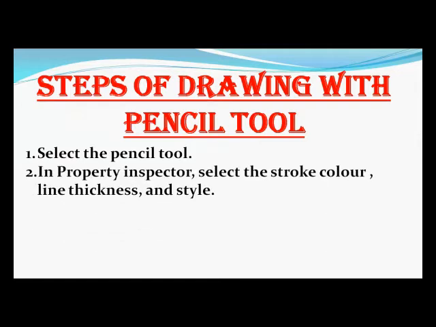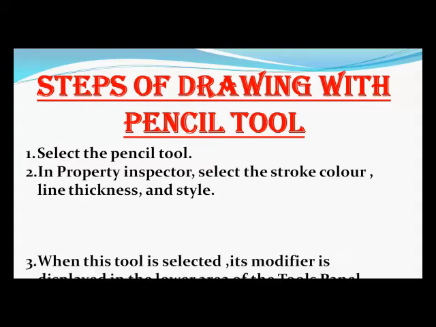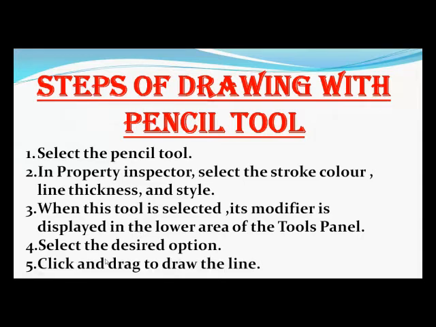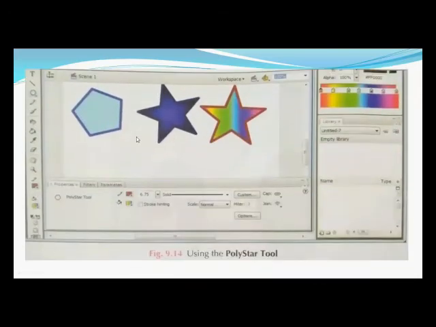Now the steps to use the pencil tool are: select the pencil tool. In the property inspector, select the stroke color, line thickness, and the style of the line. Third step, when this tool is selected, its modifier is displayed in the lower area of the tool panel. Select the desired option, meaning which modifier you want to use with the pencil tool. Now click and drag to draw the line.